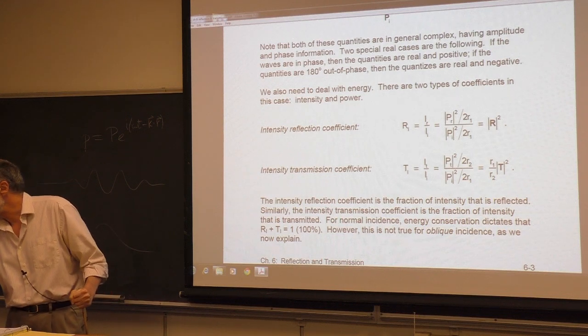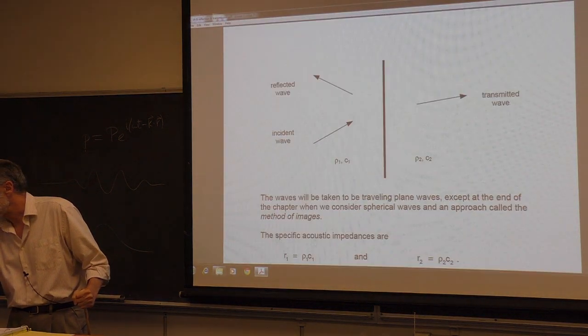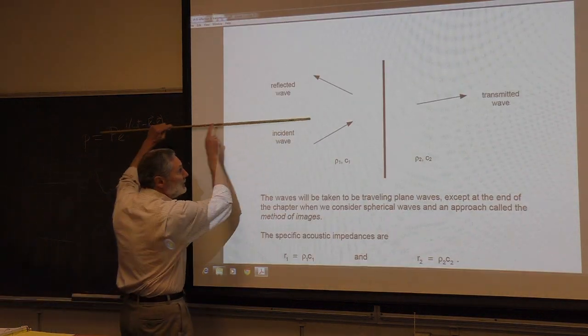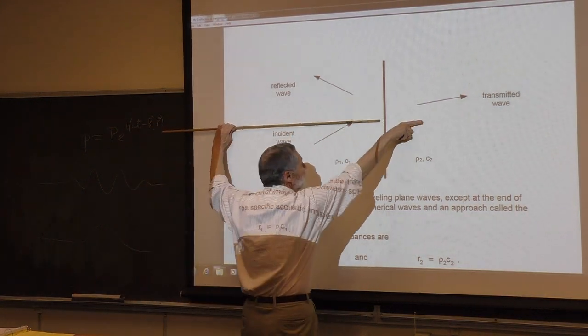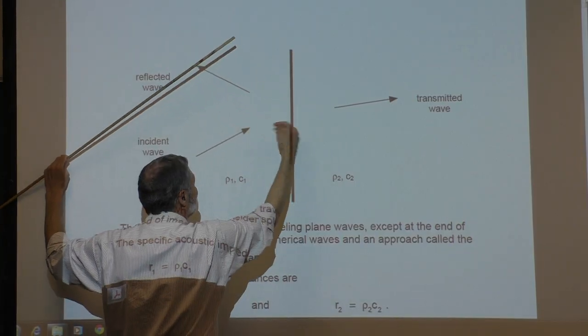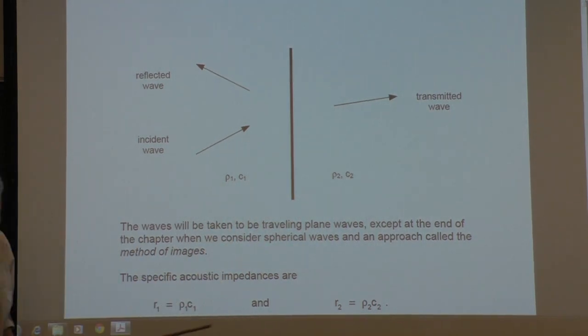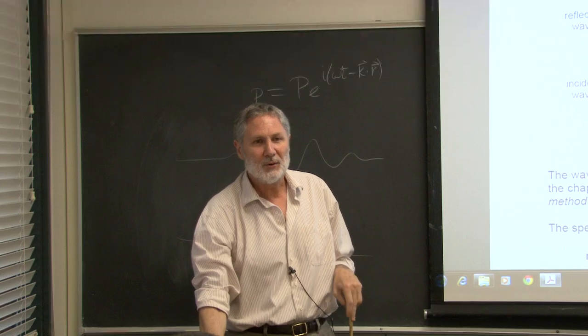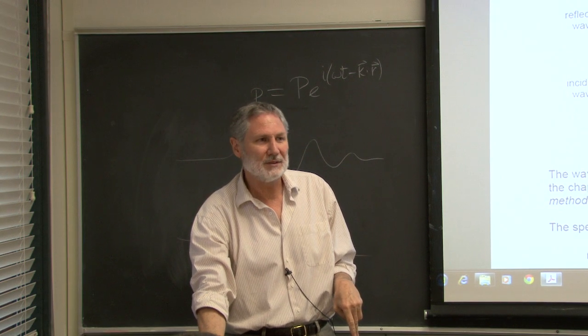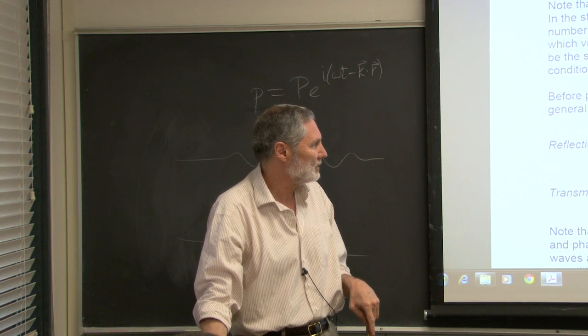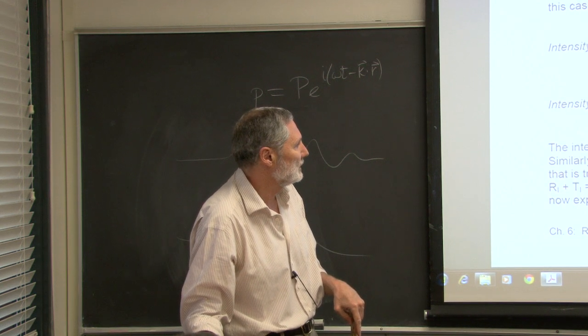In normal incidence, it's clearly true. There's no question about it. The intensity coming in here, part of it goes this way, part of it goes that way. The sum of this intensity plus that intensity has to be the incoming intensity. That's energy conservation. However, it's not true for oblique incidence. This is where it gets a little complicated, okay? So let me explain this to you. It's worth explaining this right now.